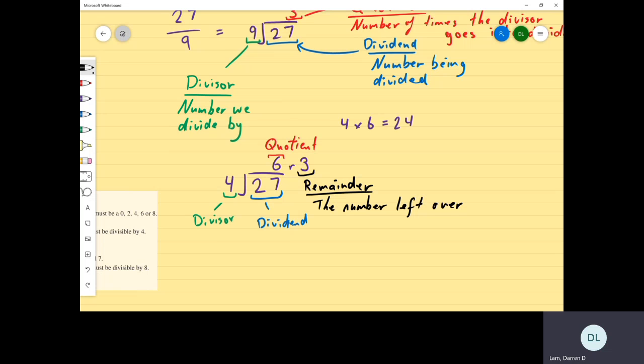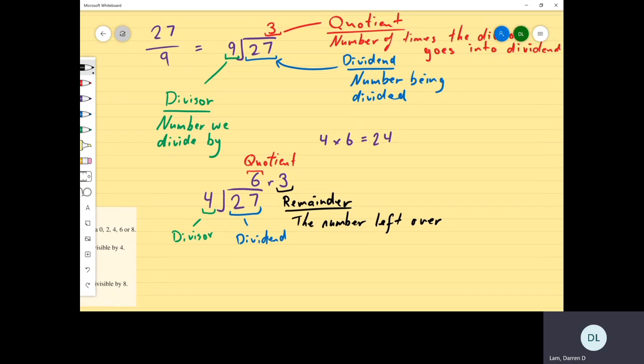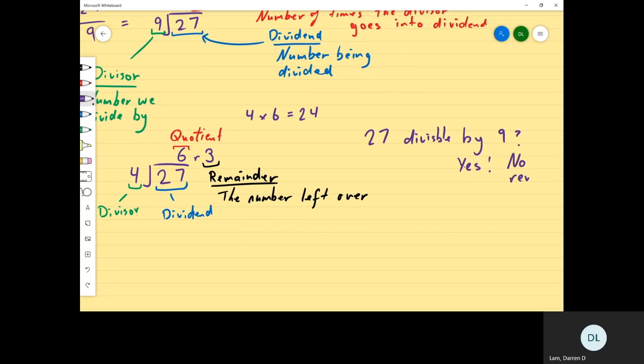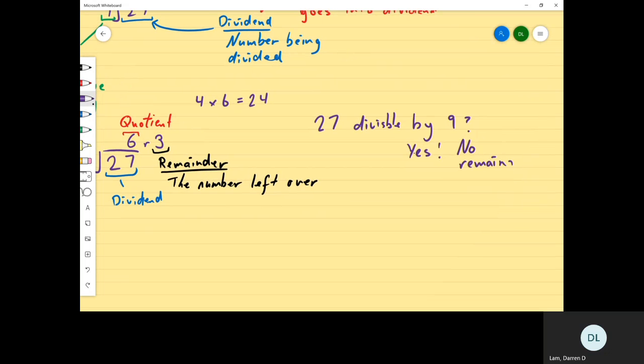Now, what does it mean to be divisible? It's when you divide the numbers and there's no remainder. So if I said, is 27 divisible by 9? So that's our first one. Well, yes. There's no remainder. Now, if I said, is 27 divisible by 4? Well, the answer would be no. There is a remainder of 3.